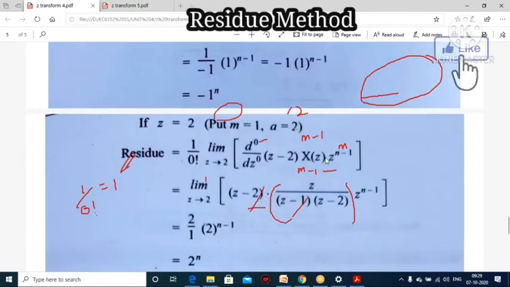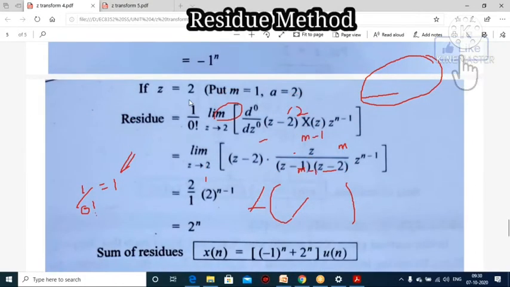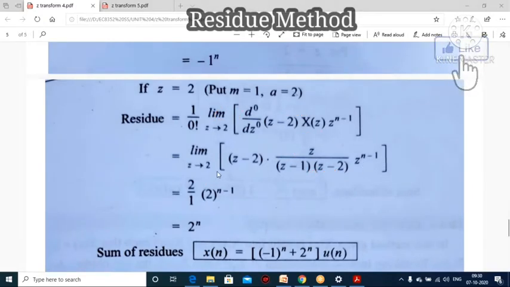Next thing is, you find out the residue for the second pole. That is z equals 2, but order m equals 1, and here a is equal to 2, isn't it? That is z equals 2. So residue of 1 by 0 factorial limit z tends to 2, d power 0 by dz power 0, (z minus 2) into X(z) z to the power n minus 1. So here you substitute (z minus 2) only. X(z) is z by (z minus 1) into (z minus 2). I erase this written. Then z to the power n minus 1. Now you substitute the limit value here. This pole and this pole should cancel out.